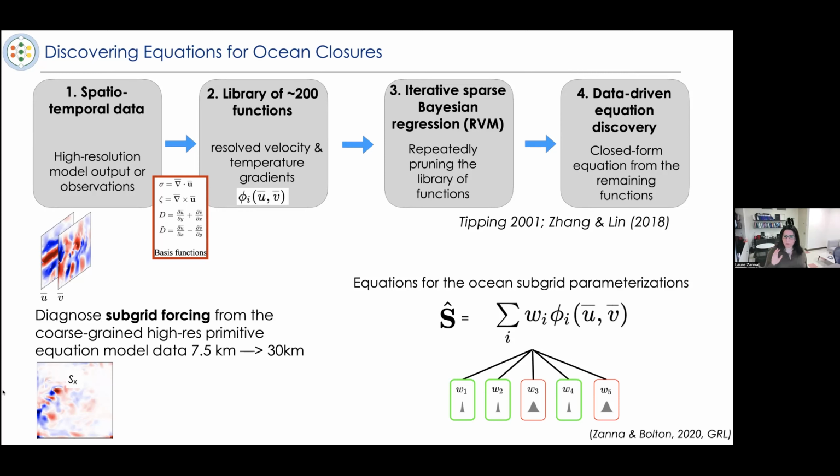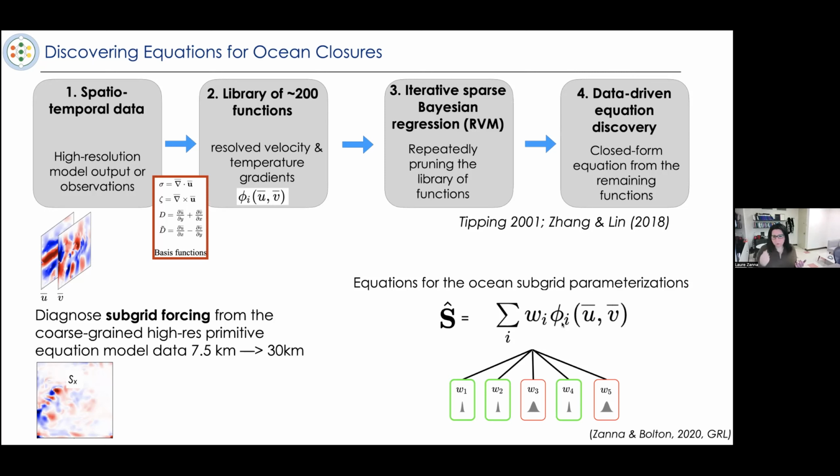Whatever we're trying to capture in a coarse resolution model, we're going to feed that to the algorithm, and we're going to ask it to come up with a parameterization given a set of basis functions. What are the basis functions? Something we predefine. We say, well, we know it's probably going to depend on gradients of velocities, temperature, higher order strain, shear, and so on and so forth. And the algorithm is going to try to minimize the error between our diagnosed subgrid eddy forcing and this set of basis functions.